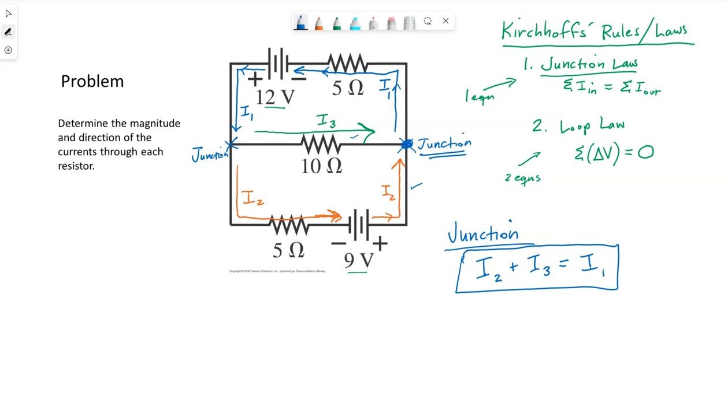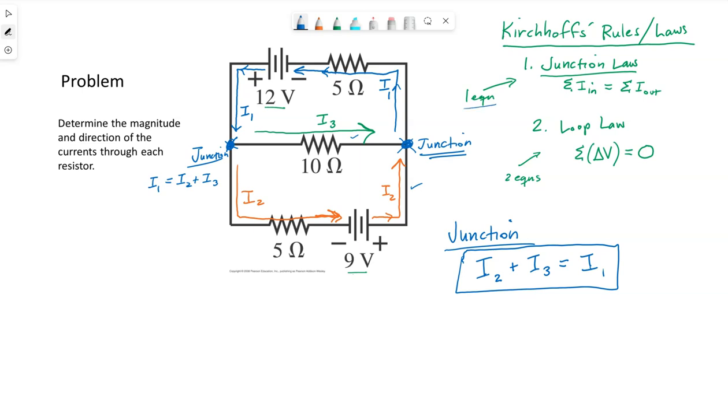And by the way, just really quick, if you look at the junction on the left side, I1 is the one coming into the junction. I2 and I3 point away, meaning they're coming out of the junction. We get the exact same equation, just a different order in terms of what was in versus out. And that's why we will only need one equation.